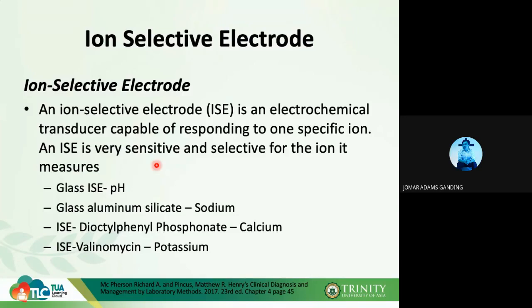There are different membranes. Your ion selective electrodes are made up of different membranes, and those different membranes set one ion selective electrode apart from the other. So a glass ion selective electrode is specific and sensitive for the measurement of hydrogen ion. Some of you may be confused: why did I say hydrogen ion, and then pH? Guys, pH measurement is equal to hydrogen ion. The hydrogen ion concentration is expressed by pH. Clear? Chat box?